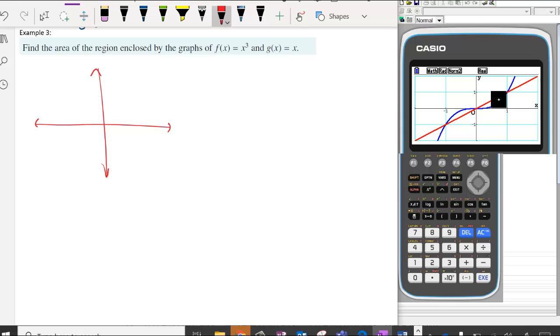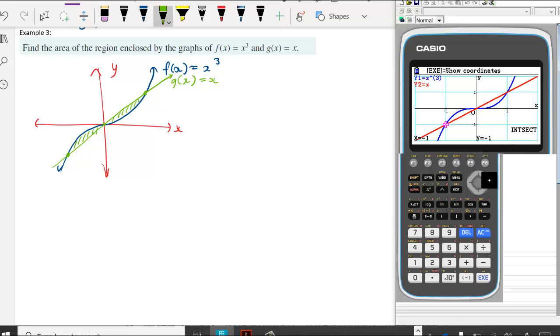So I'll quickly sketch this. We'll say the f of x, and that's x cubed. This is g of x, which is x. Then we've got two sections defined by 3 intersects. So g solve intersect, and we have -1, 0, and 1, which are our important points.